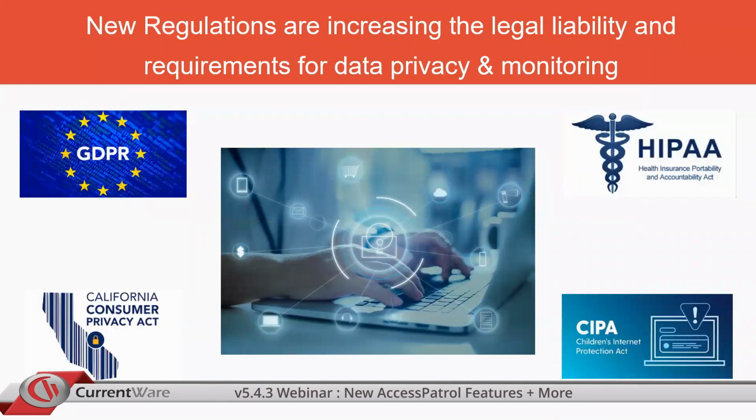The third major trend we've seen is how new regulations are increasing the legal liability and requirements for data privacy and monitoring. GDPR has been around for a number of years, but new regulatory acts such as the California Consumer Privacy Act that just came into effect this year, along with HIPAA and the Children's Internet Protection Act, all mean that organizations have to be more cognizant of how they're dealing with data, the type of information they're collecting, and the security related to this.